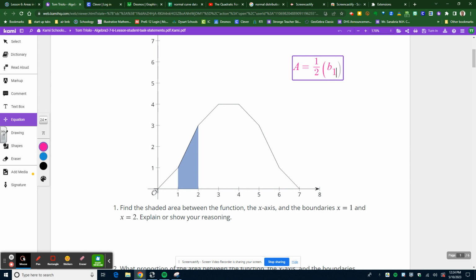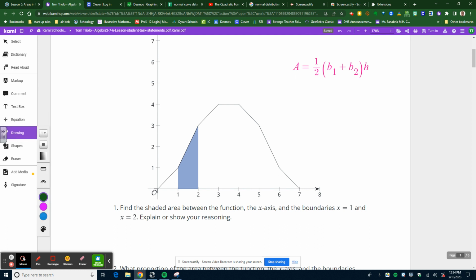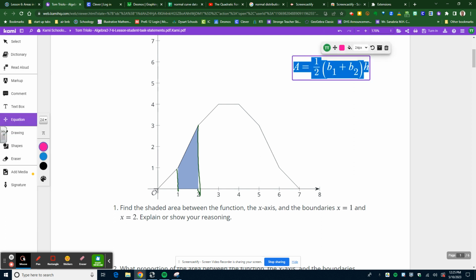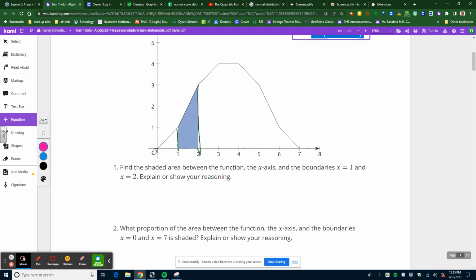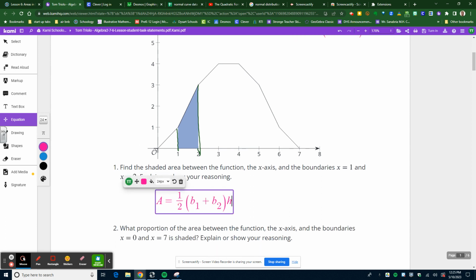Okay, so I have B1 plus B2, and then I have to multiply that times the height. In this case, here's B1, here's B2, so I have 1 and 3. So I'm going to take my formula and rewrite it down here. Now, most of you didn't do it all fancy like this, but you figured it out. So my first base is 1, and my other base is 3.